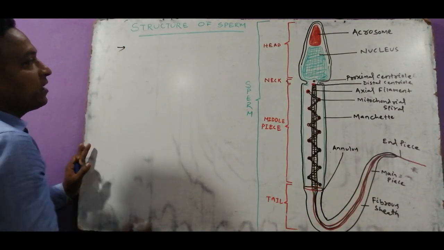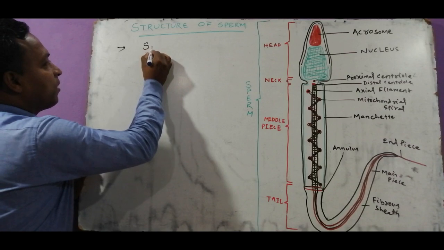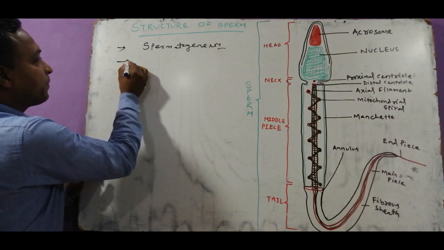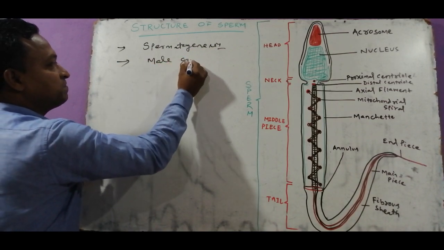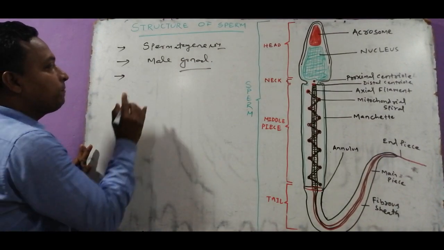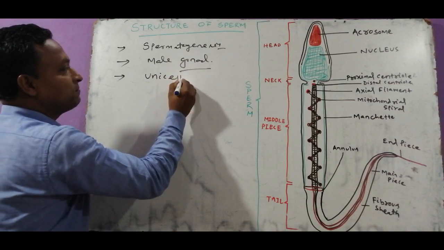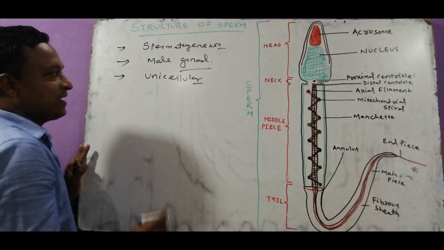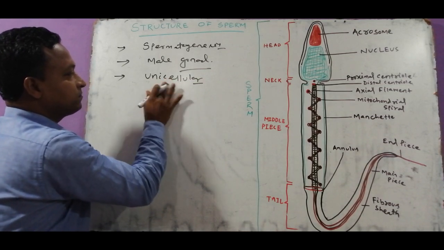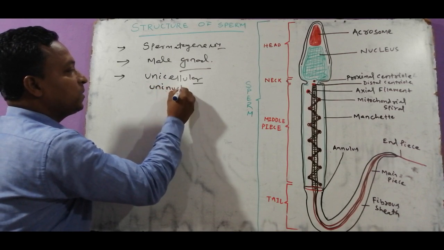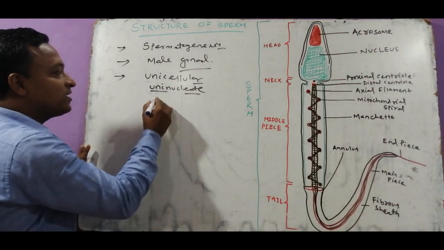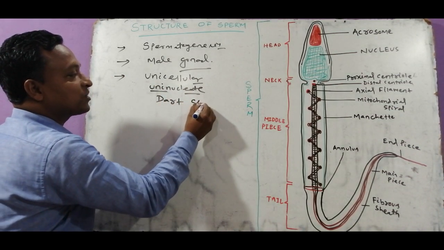First point, the sperms come out by the process of spermatogenesis. These are produced in the male gonad. The sperm is unicellular, meaning it is made up of a single cell. Second point, it is uninucleate, meaning made up of a single nucleus.